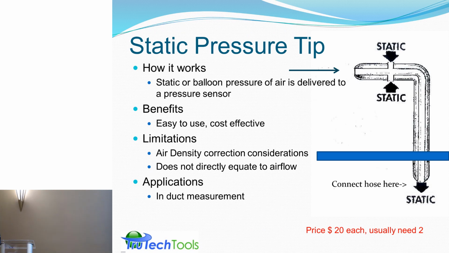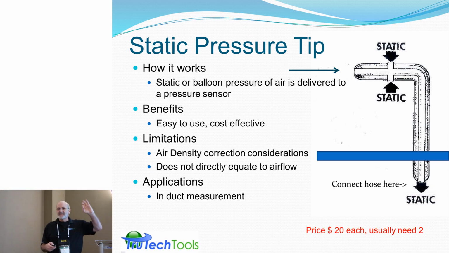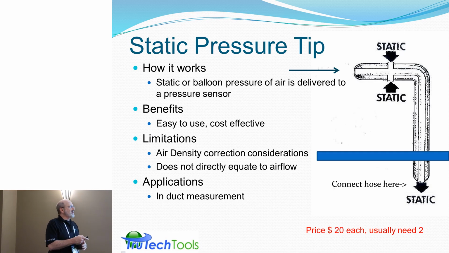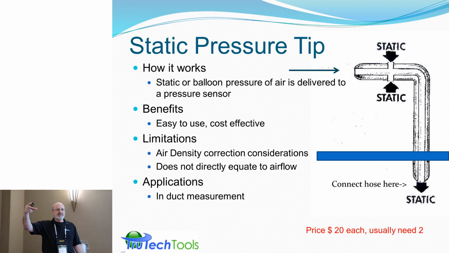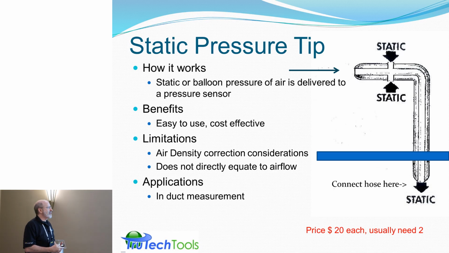Static pressure tips. I passed around a couple static pressure tips. Those are the ones with the blue and the red flanges on them with the magnet. So they look like a pitot tube or a mini pitot tube, but they're not. They're actually blocked off at the tip. That's where it is different from a pitot tube. And it's measuring the static or the balloon pressure inside the ductwork. By itself, it's a measurement of pressure only, a static pressure tip. We'll talk about how you apply that to get airflow in a moment.